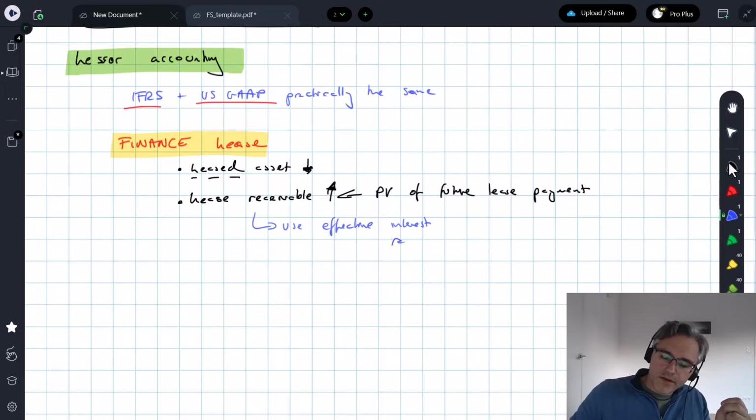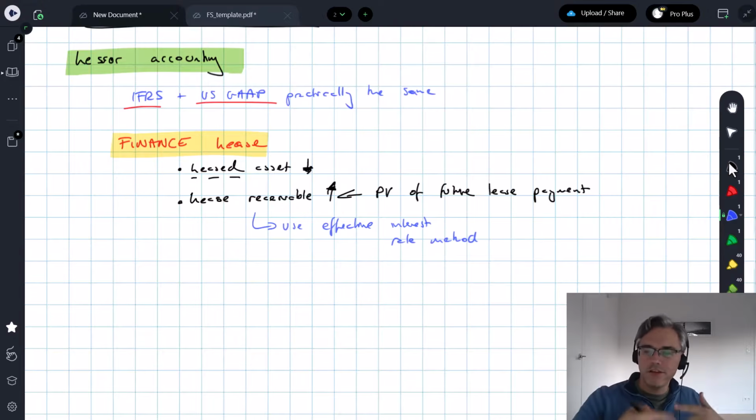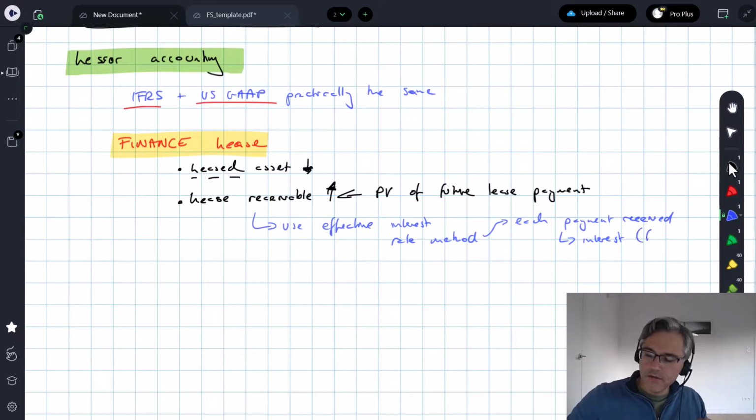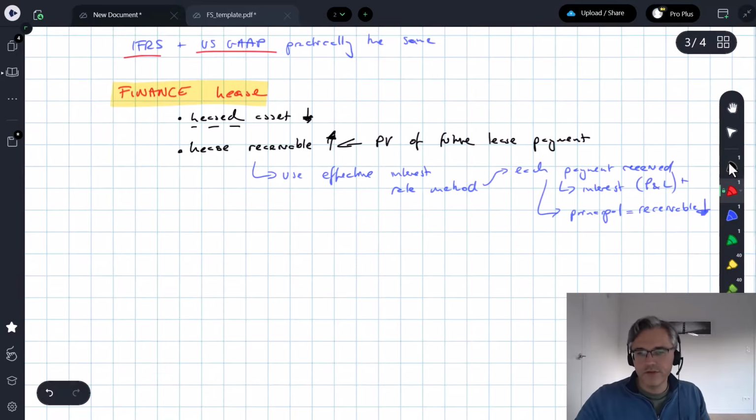And you can go back to videos that I did on accounting for financial instruments, where I show you how the effective interest rate method is applied, where each payment received essentially gets split into an interest component, which goes to P&L as something positive, and the principal component. It's a bit like accounting for a bond, essentially, and the principal causes the receivable to drop. I don't expect you to have to do this.